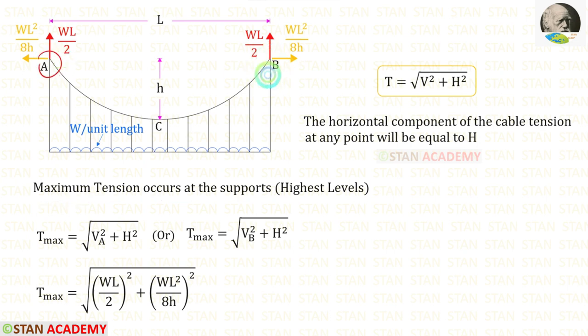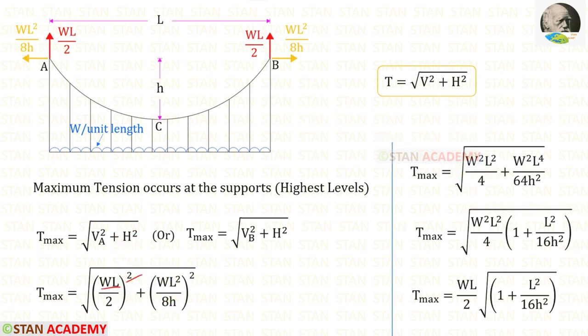We know that at the supports A and B, the vertical component V is the reaction VA and VB. Both of them are the same, so in the formula, we can take either VA or VB. We know that VA is WL upon 2 and H is WL square upon 8h. WL the whole square, we will get W square L square. 2 square is 4. WL square the whole square is W square L power 4. 8h the whole square is 64h square. From these two, we can take W square L square upon 4 outside. Then we can take this out of the root. It will be WL upon 2. So this is the expression for the maximum tension.